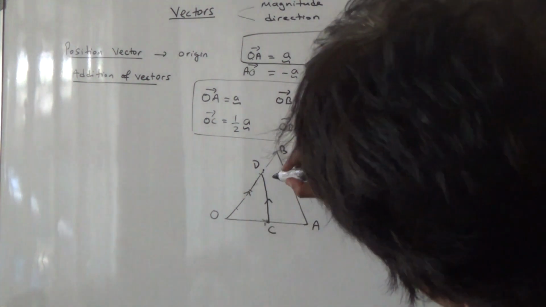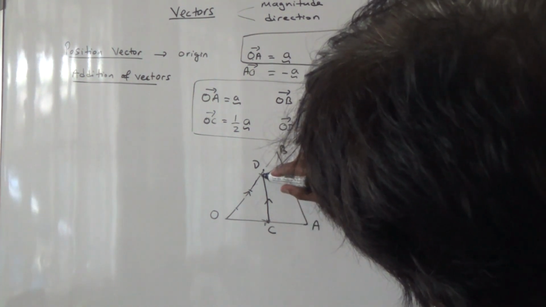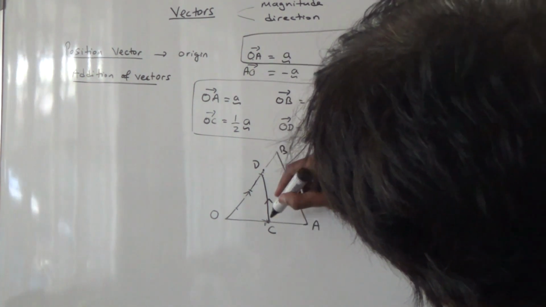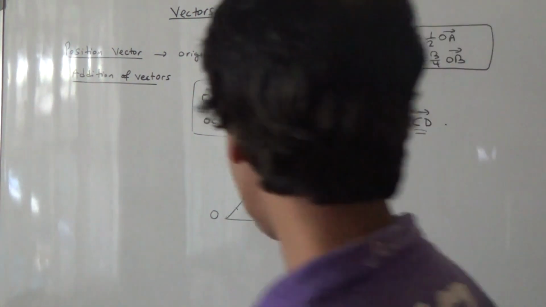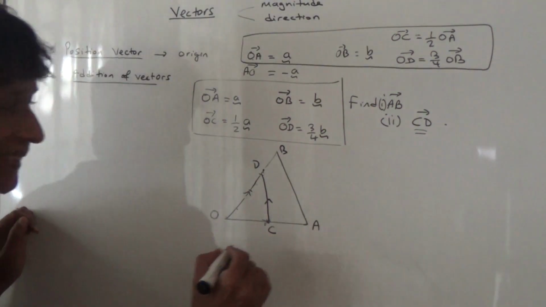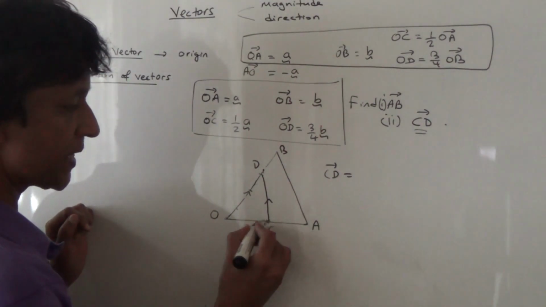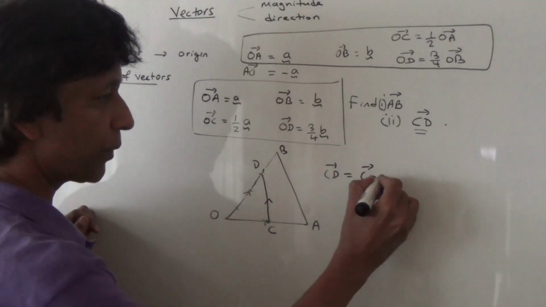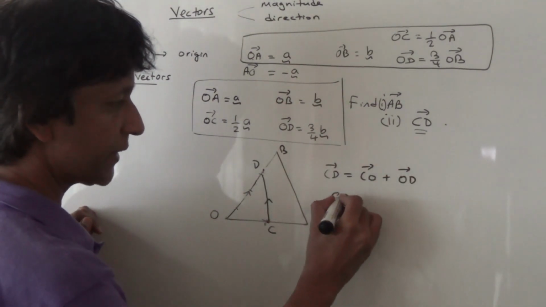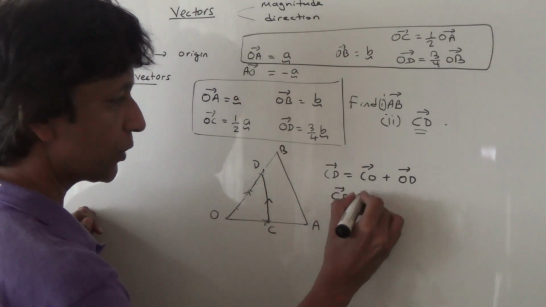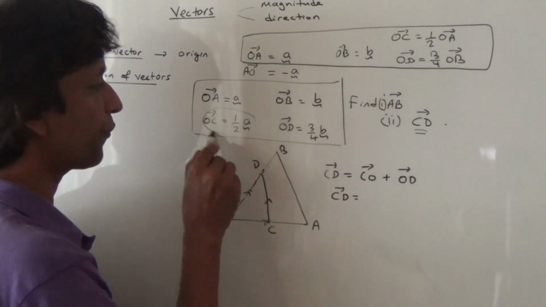So what can we do? Again, we're going to look at C to D. If you want to move from here to here, you are basically saying that you want to move from C to O and then from O to D. So that means the vector CD is going to equal vector CO plus OD. And so vector CD is equal to CO. I know OC. OC is half OA. There we go. Half vector A.